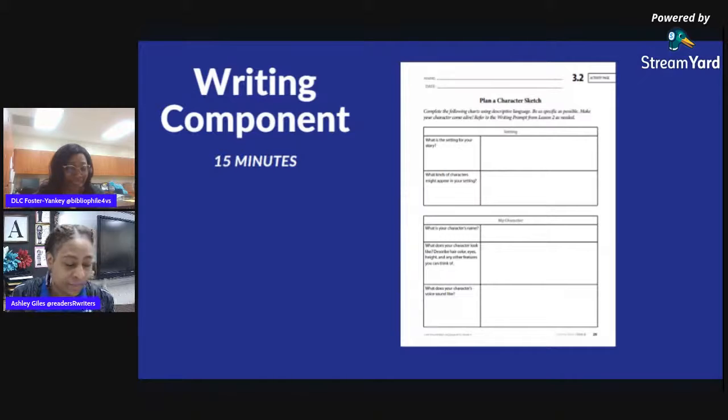Also, I'm looking at the activity page. For the bottom box, what does your character's voice sound like? Maybe providing a word bank for different voice sounds like gravelly or squeaky. And how do they move? Different movement words, like they shuffle when they walk. Very detailed. Supporting, because we know there's going to be some misconceptions and some struggles there, so thinking of what they might need, to support the kiddos.